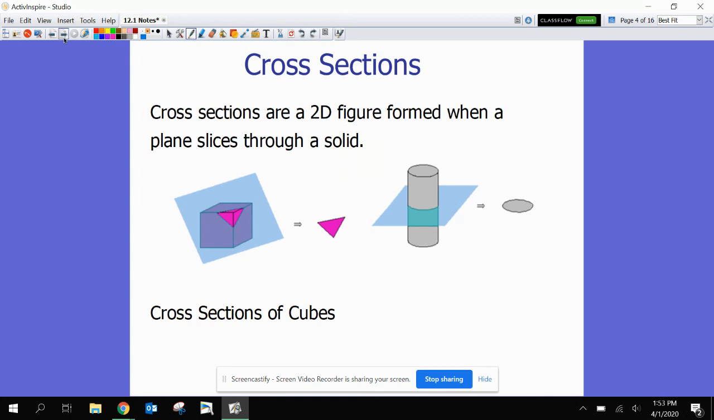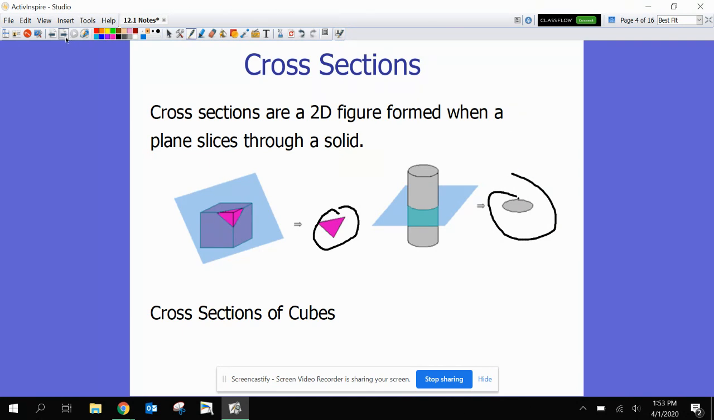So your official definition of a cross section is that it is a two-dimensional figure, and it is formed when a plane slices or intersects a solid. And so if you look at the diagram here, we have this big blue plane, and it's kind of slicing through this cube, and then the cross section is this little triangular region. That's the intersection of the plane and the solid. And so here, when a plane intersects this cylinder, it's going to create this circular cross section here.